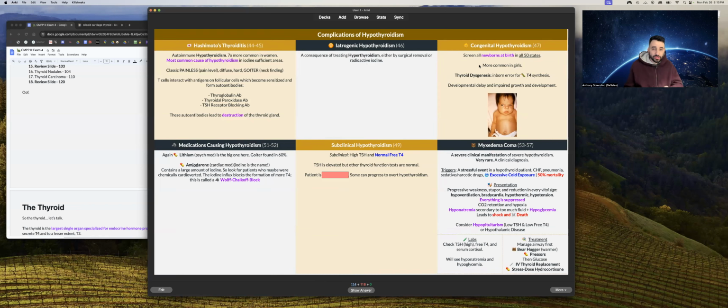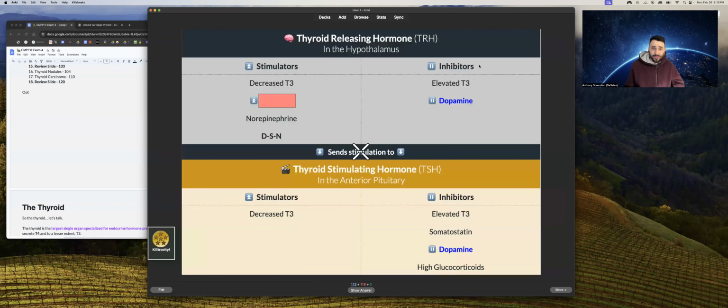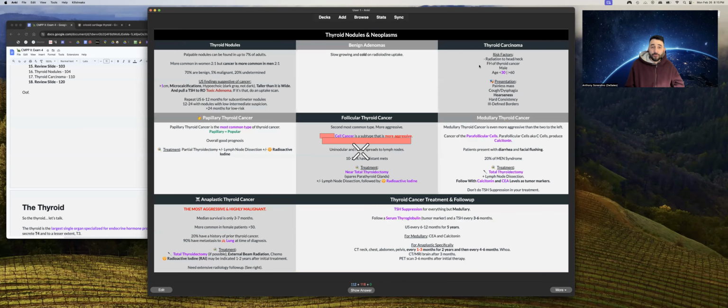Subclinical hypothyroidism patient is asymptomatic? All right, what is a stimulator? Oh, good question. Stimulator of thyroid releasing hormone. I think this is serotonin, actually. Sure. Follicular thyroid cancer, Hürthle cell. Hürthle cells. I don't know how to say the U with the umlaut on it.